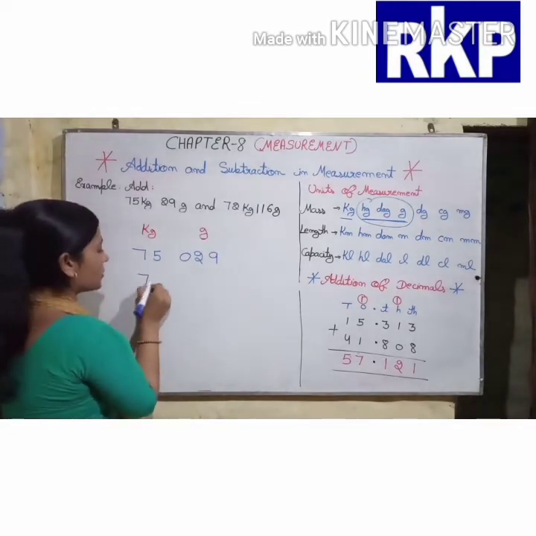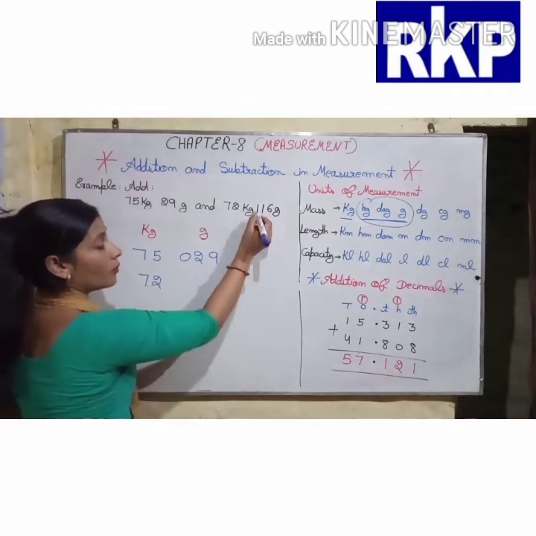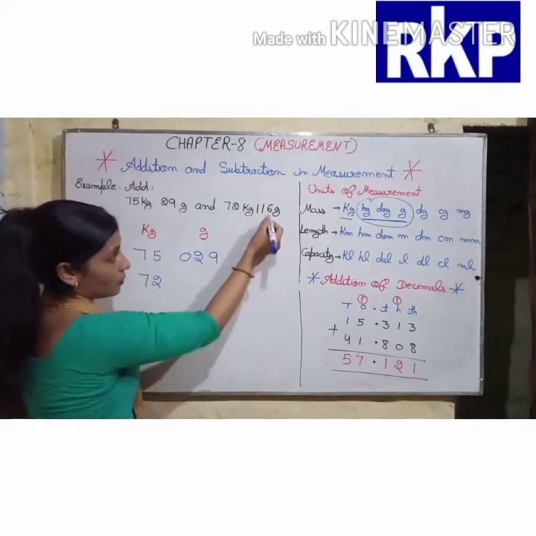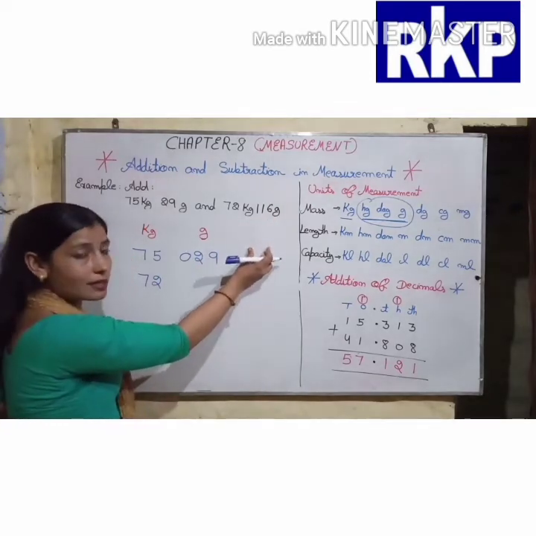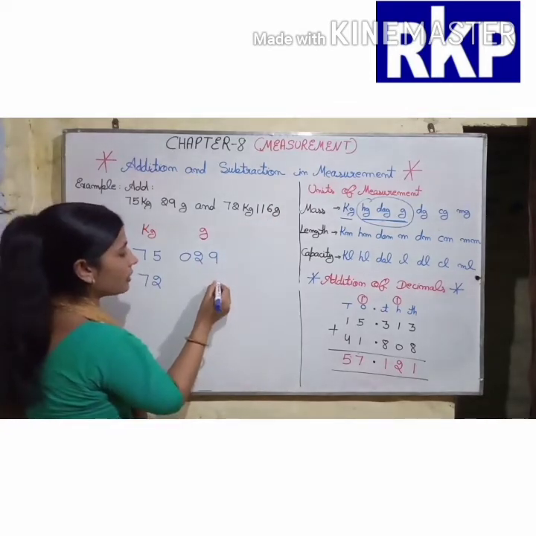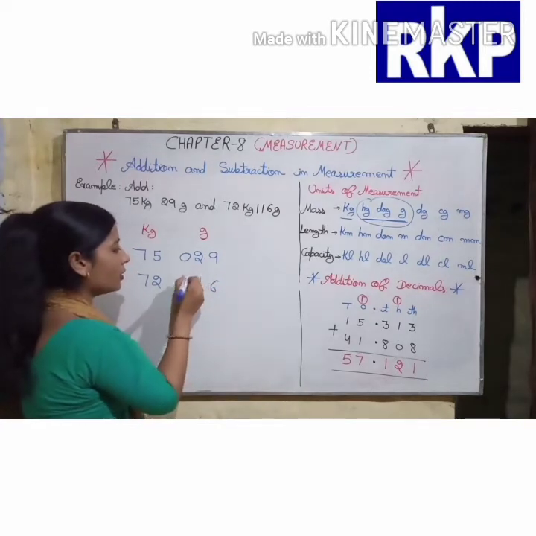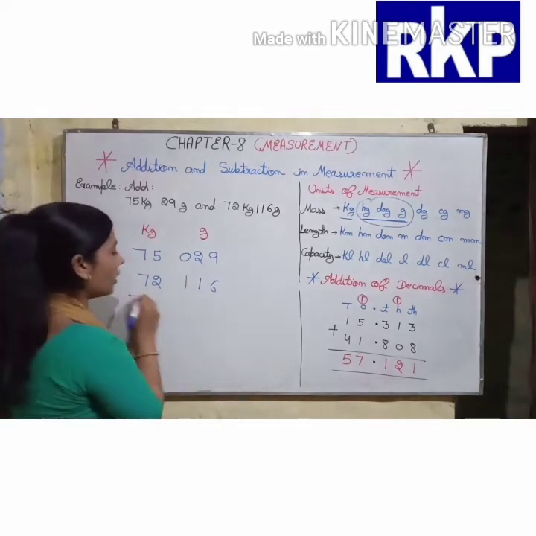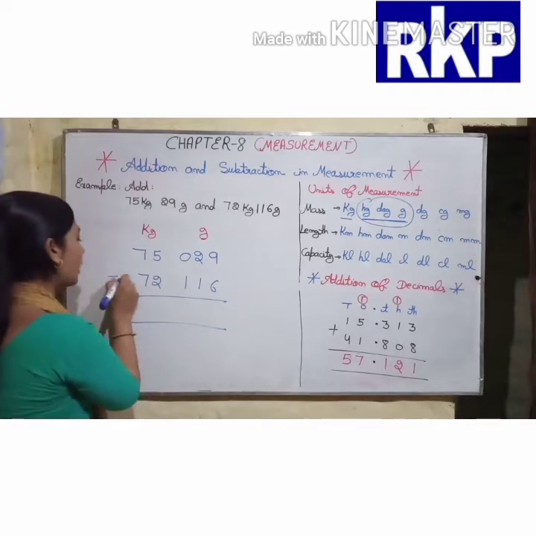72 kilograms, and here 116 grams. So here already we have 3 digits. So we can write easily here 6, here 1 and here 1. And now we have to add.